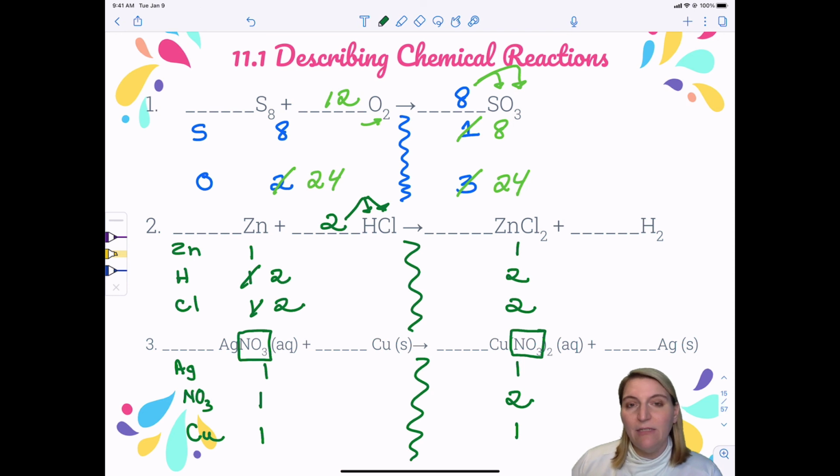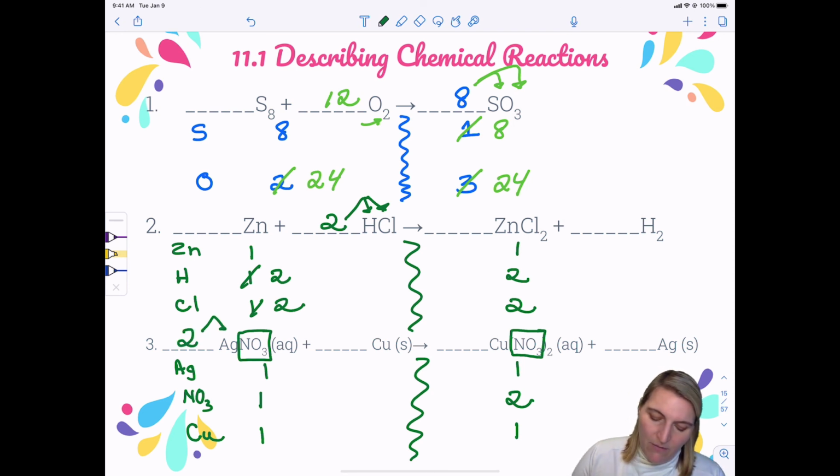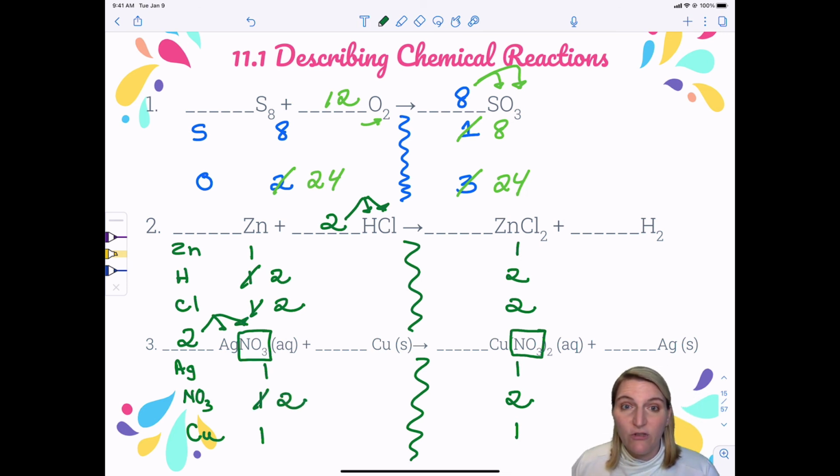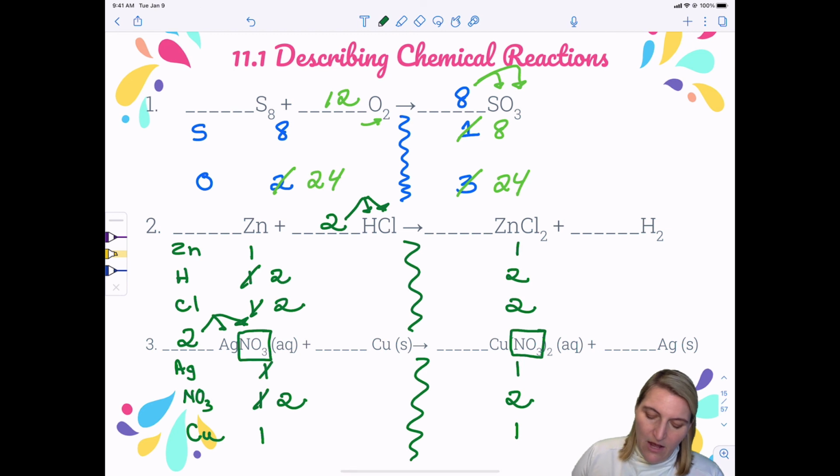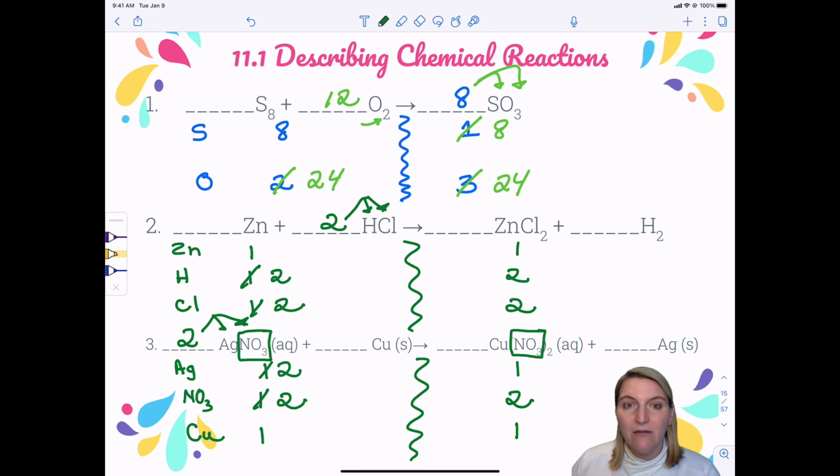So the only thing I need to balance out are the nitrates. If I put a coefficient of 2 here, remember it applies to both of those. So although I will increase my nitrates to make them balance, I will also unbalance my silver, and that happens all the time. I just put a coefficient of 2 over there to balance out my silver.